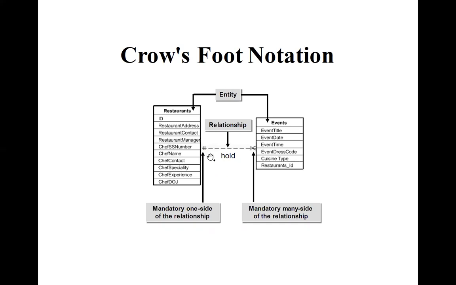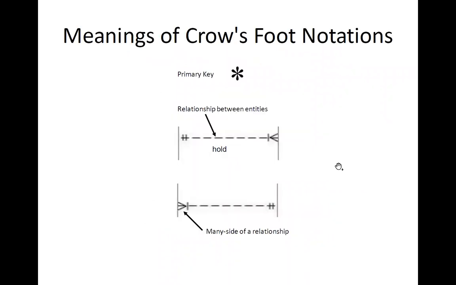Cardinality is 1, then we would use another vertical bar. Mandatory, that's a vertical bar here. Many, that's the closed foot. Okay. And the primary key in the closed foot notation is an asterisk.